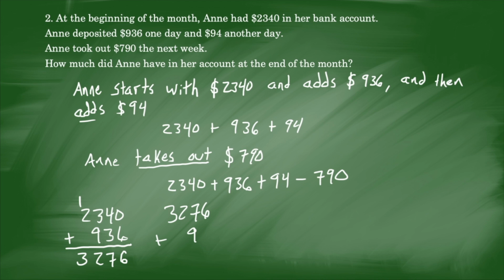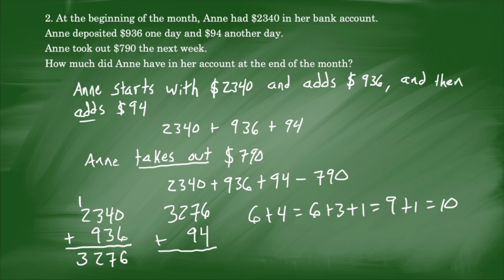Add 94. 6 plus 4. Let's look at here. 6 plus 4 is, let's go 6 plus 3 plus 1, 9 plus 1. 6 plus 4 means 10. We have to roll over. Carry the 1. Now let's do the tens place.